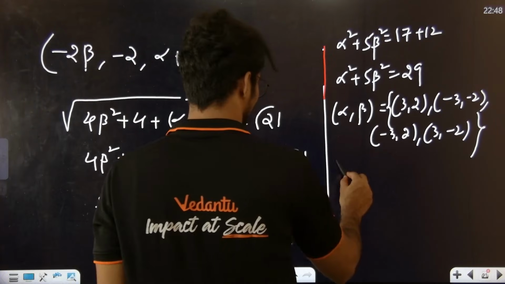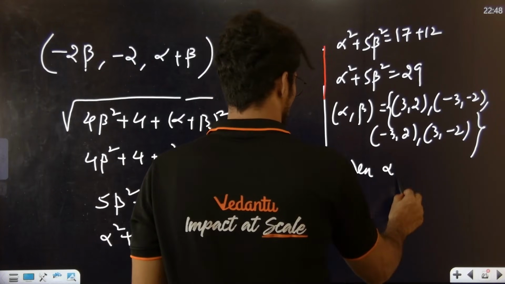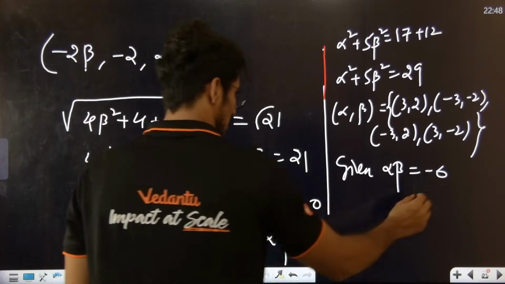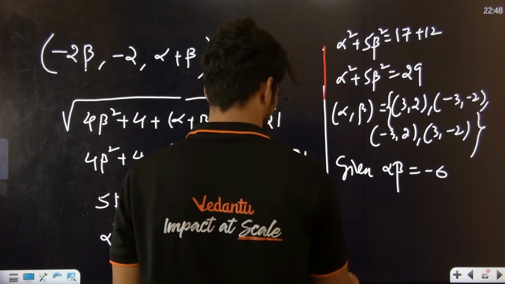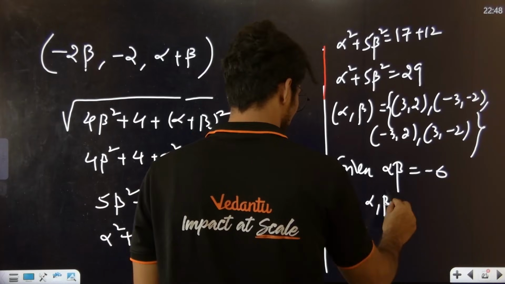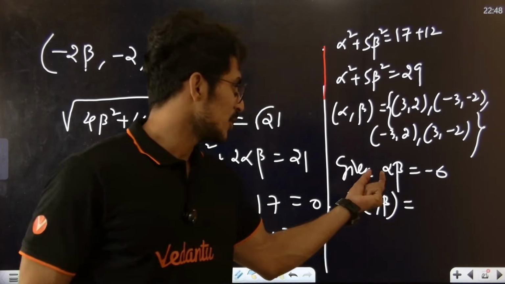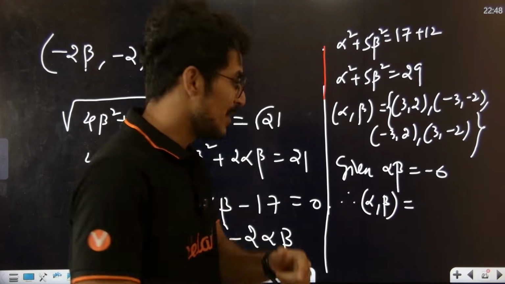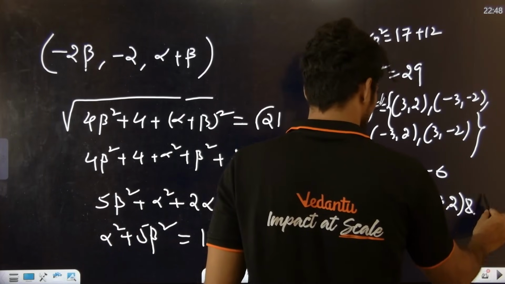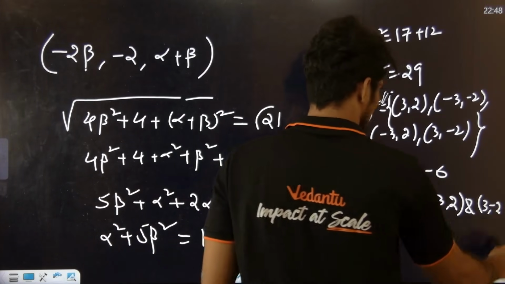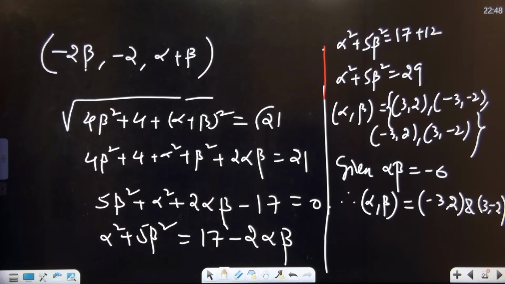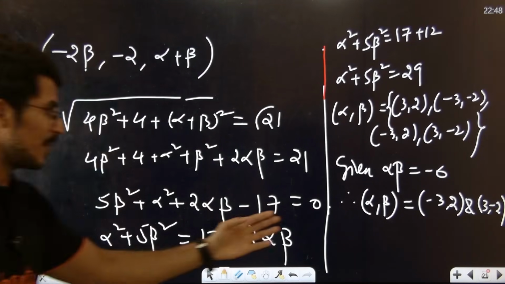So what have they given, sir? Given alpha beta is equal to minus 6. So alpha beta should be what? Product of two numbers is negative, sir, so one is positive and one is negative. So minus 3 comma 2 and 3 comma minus 2. These are the possibilities. Any doubt, sir? Alpha comma beta, we got this.